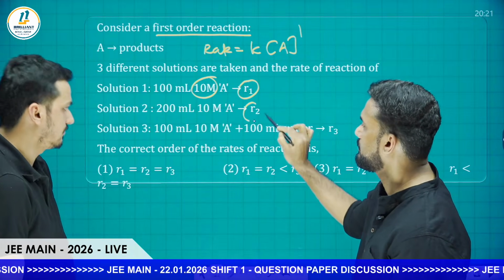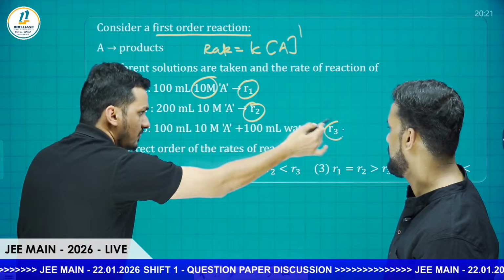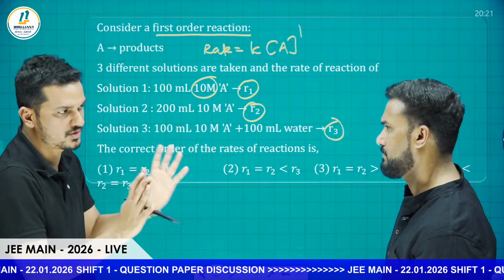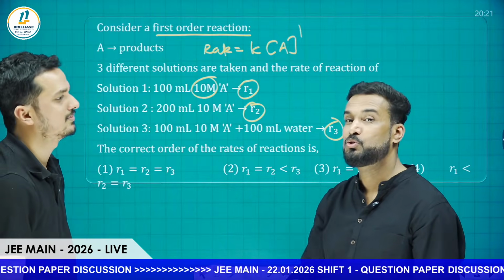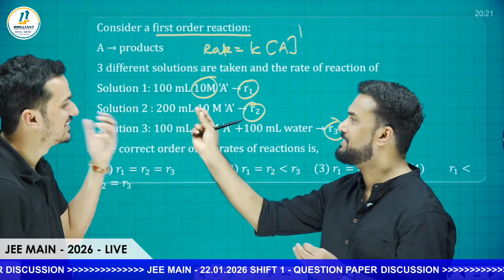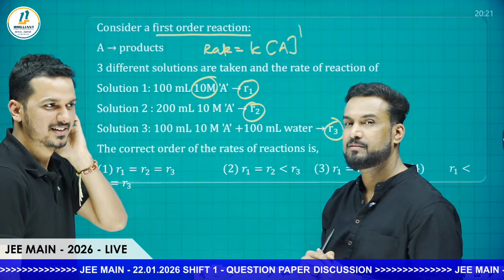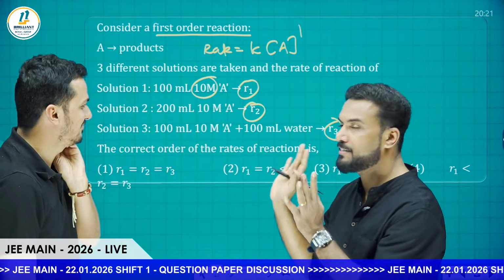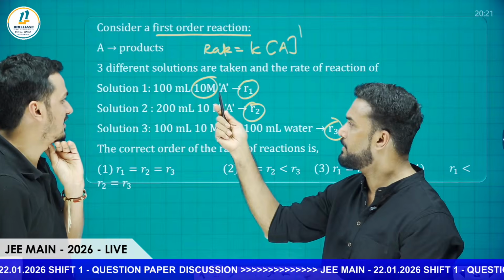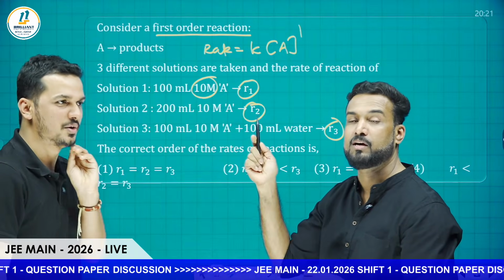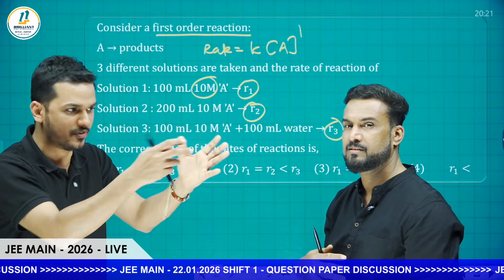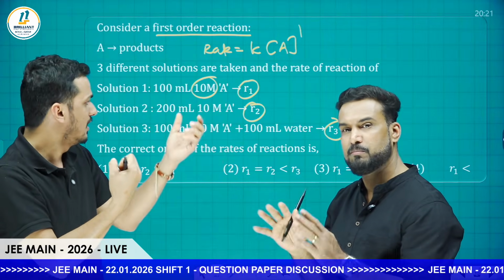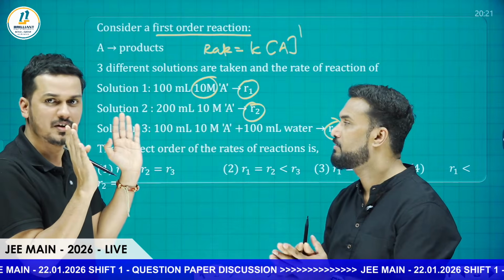They gave R1, R2 and R3. In the first case we have a 10 molar solution, and from that I am taking 100 ml. While reading, you should not get confused. It is a simple thing, but when you look at the question directly you may think it is 100 ml of 10 molar and 200 ml of 10 molar. Not like that. You must understand that it is 10 molar, and from that you are taking 100 ml, so the concentration is 10 molar only.